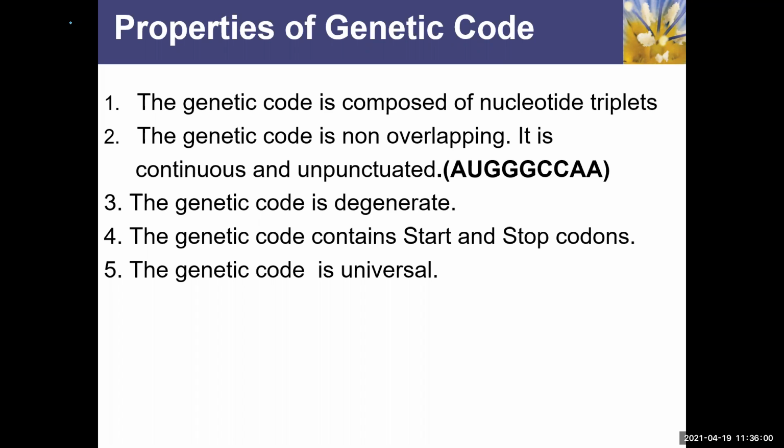Very good. AUG codes for methionine in eukaryotes. But what about the prokaryotes? Mohammed, it codes for? Anybody? What about the prokaryotes? Because in your book, they have mentioned the prokaryotes. Formyl methionine, absolutely, Shata, very good, right?